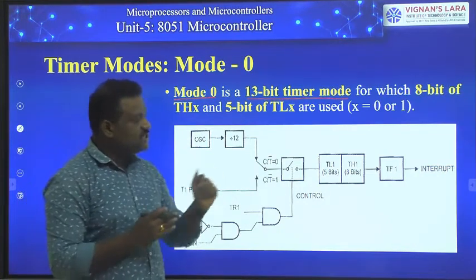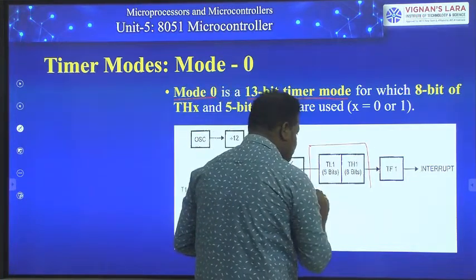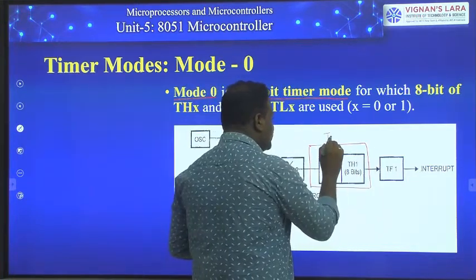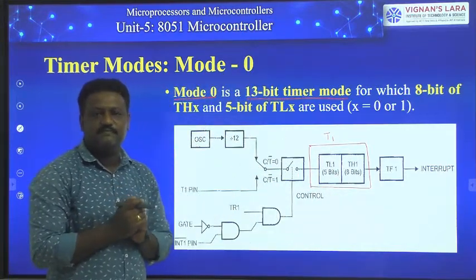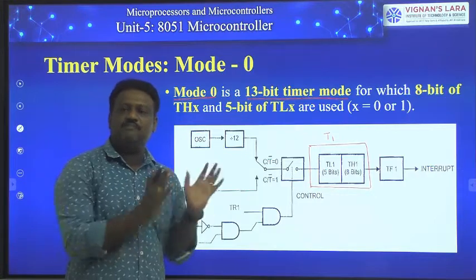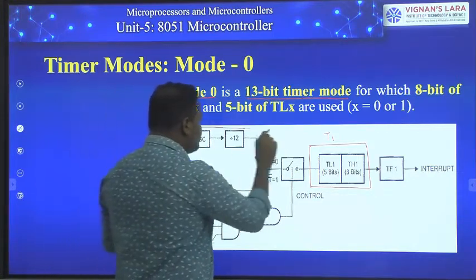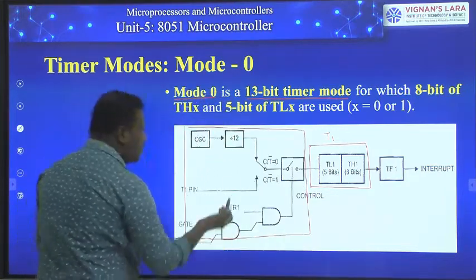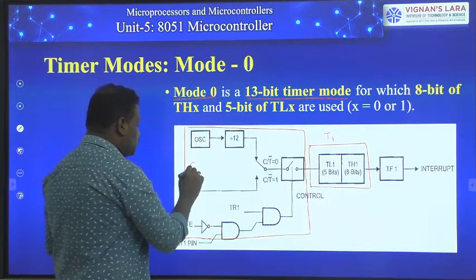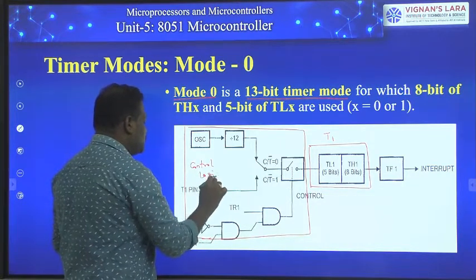If you look at this, friends, this is my timer 1. I already told you that for explanation of these modes of operation I consider timer 1. The same thing I can apply for timer 0 also. And this portion of this particular diagram indicates the control logic circuit. We know this. This is the control logic circuit.